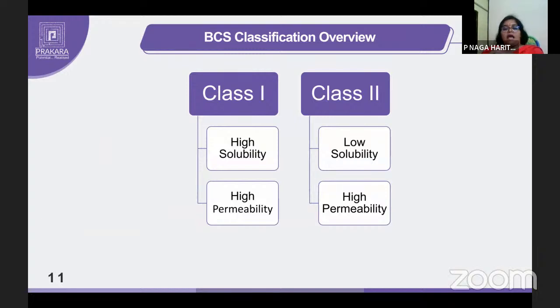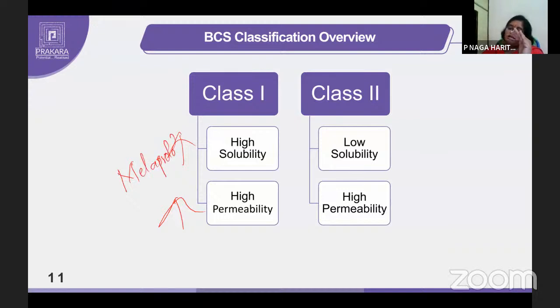So here, as I mentioned earlier, the classification is based on 2 parameters, that is solubility as well as permeability. So now let me explain each of these classes. In class 1, there will be high solubility and high permeability. Okay, so these drugs dissolve very quickly and also they are well absorbed. They do not have any problem with either the solubility or permeability of the drug. You can take the example of metoprolol.